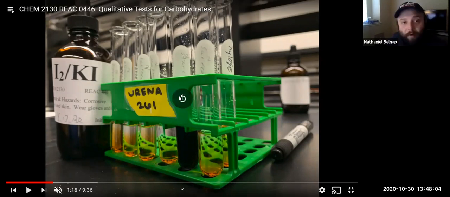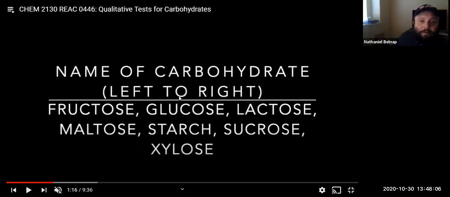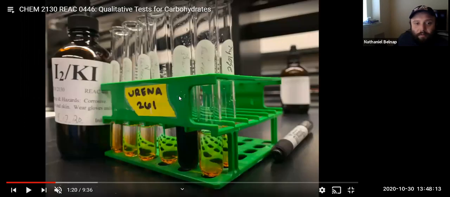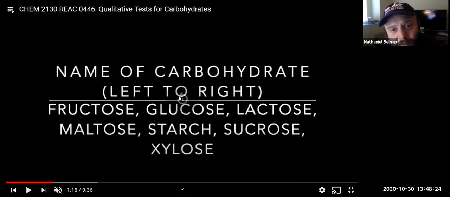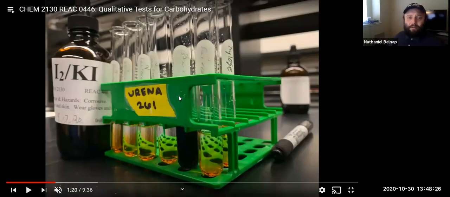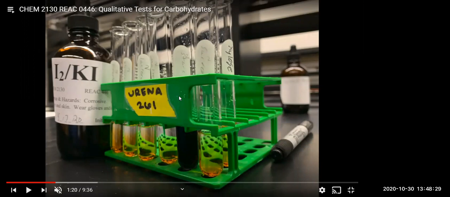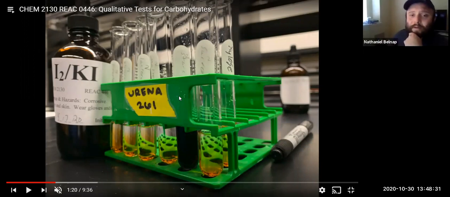So he said from left to right is fructose, glucose, lactose, maltose, starch, sucrose, and xylose. So what do you guys think? Do you guys think that only, what is that one right there next to the sucrose? Like only starch had a positive reaction. Yeah, like only starch had a positive reaction, right? Okay. Did you guys get all that down?